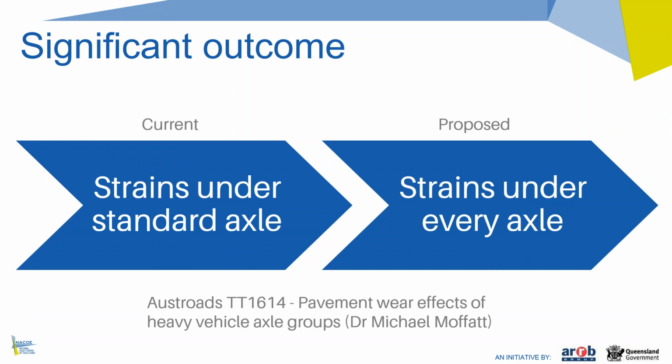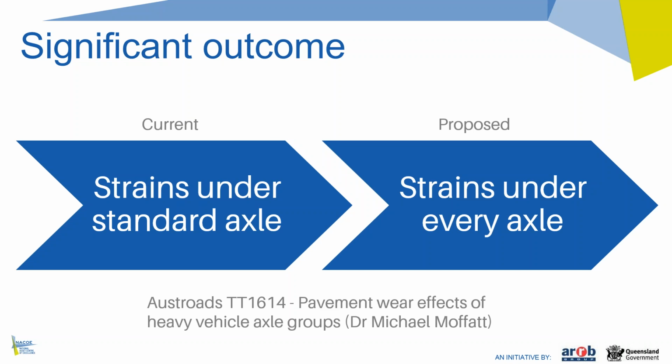One of the most significant outcomes from that research, which was undertaken by Dr. Michael Moffat from ARB Group, was a recommendation to calculate strains under each axle within the axle load distribution, to replace the current approach where strains are only calculated under a standard axle. It's likely that this change will eventually end up in the Austroads guide when it's next updated, but as I mentioned yesterday, TMR is quite keen to make improvements as soon as possible, and it made sense to us to adopt this new method at the same time as we introduce the other changes that Eric and Jeffrey covered yesterday.